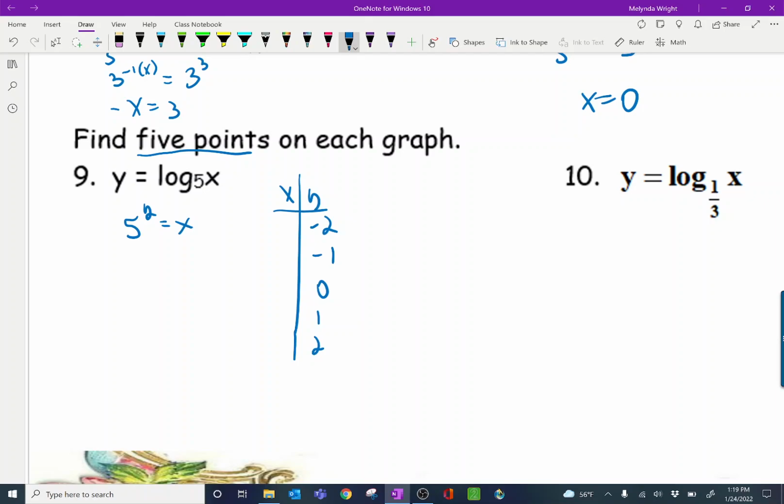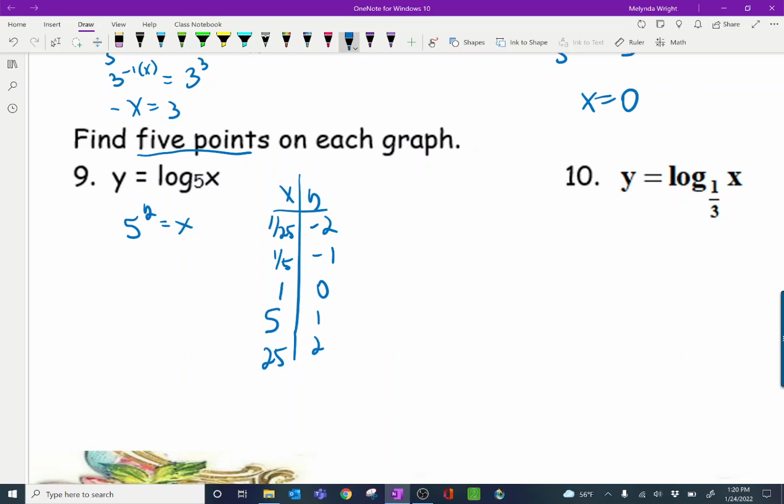So 5 to the -2 would be 1 over 5 squared, or 1 over 25. 5 to the -1 would be 1/5. 5 to the 0 would be 1. 5 to the first power would be 5, and 5 to the second power would be 25.